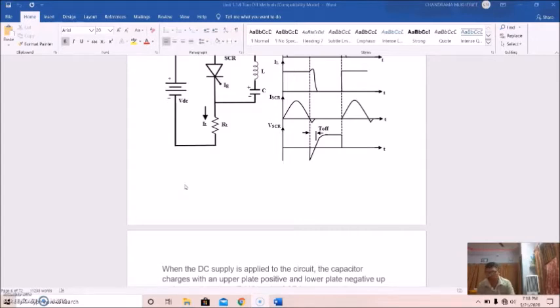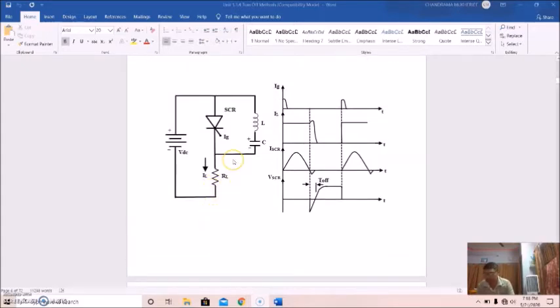At mode 4, when the thyristor is turned off, the capacitor again starts to charge with upper plate positive and lower plate negative. When the capacitor is fully charged, the thyristor operates in the forward blocking state, and it can be turned on with a trigger pulse if it is applied.